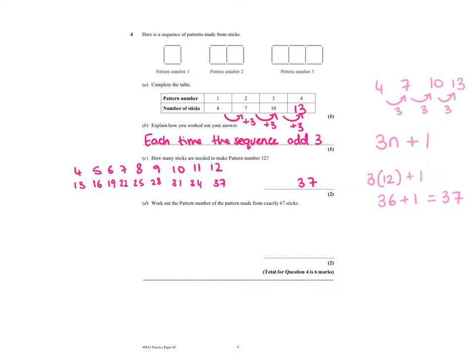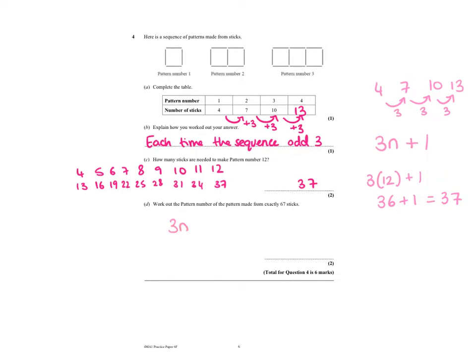Work out the pattern number of the pattern made from exactly 67 sticks. Now I've just got this formula 3n plus 1. That's going to equal 67. So if I take away 1 from both sides, I'm left with 3n equals 66. If I want to find 1n, I need to divide both sides by 3. So I get n equals 22. So it's the 22nd pattern number.